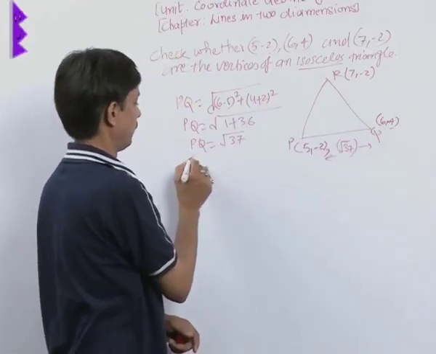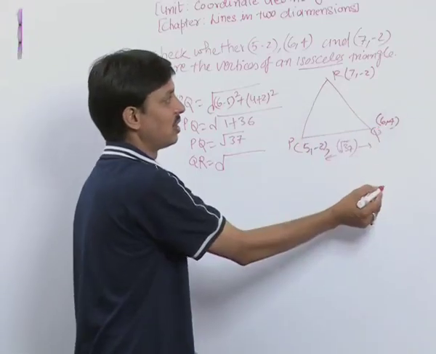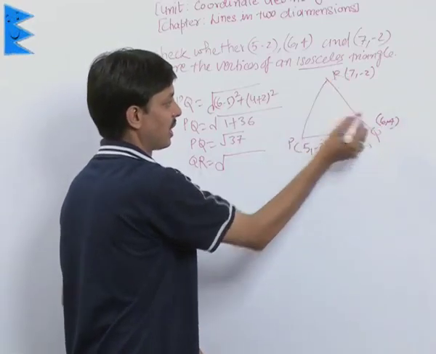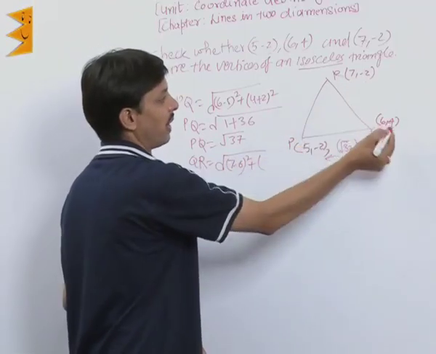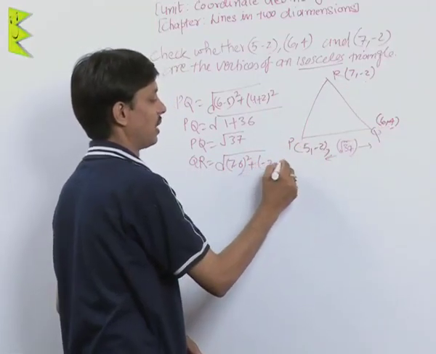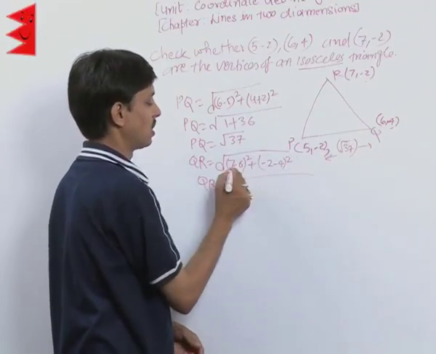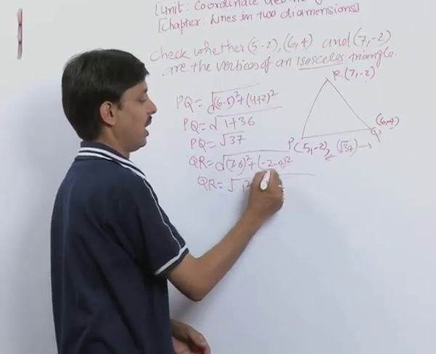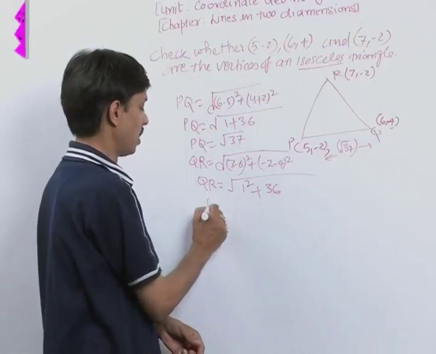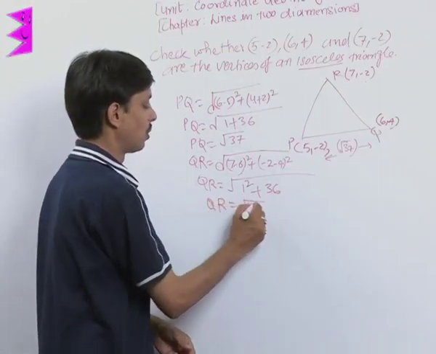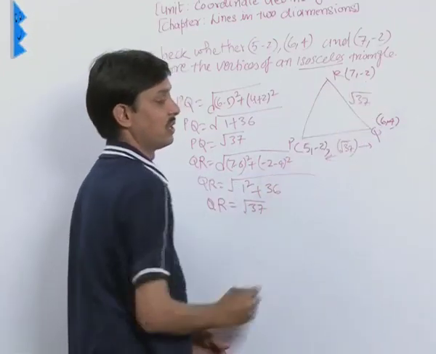Now QR. The length of QR, again we will apply the distance formula, (x2 minus x1) square, that is (7 minus 6) square, plus (y2 minus y1) square, that is (minus 2 minus 4) whole square. The QR length is coming out to be 7 minus 6, 1, and minus 2 minus 4 is minus 6, its whole square is plus 36. So length QR becomes root of 37. This length is also root 37 units.